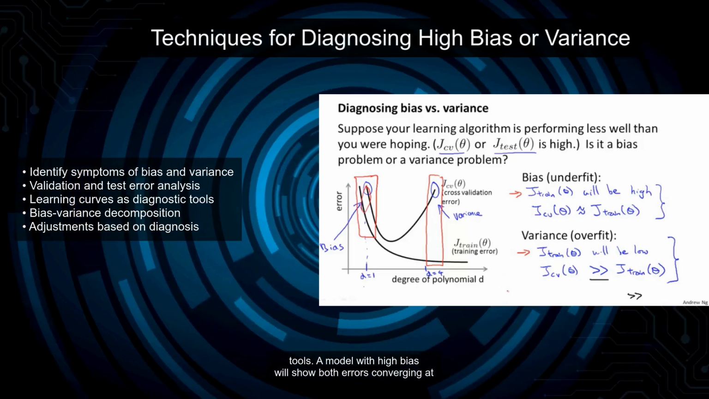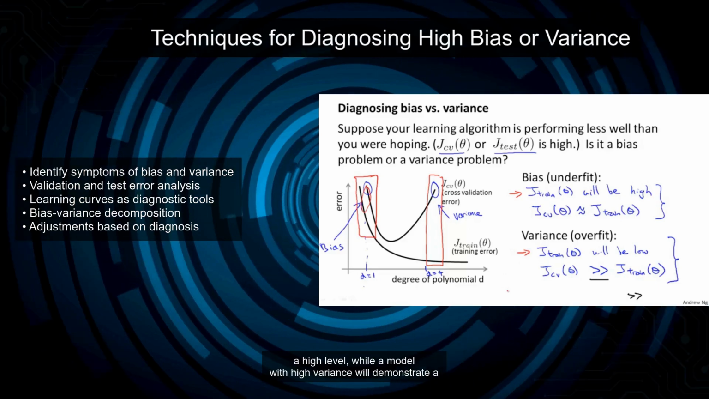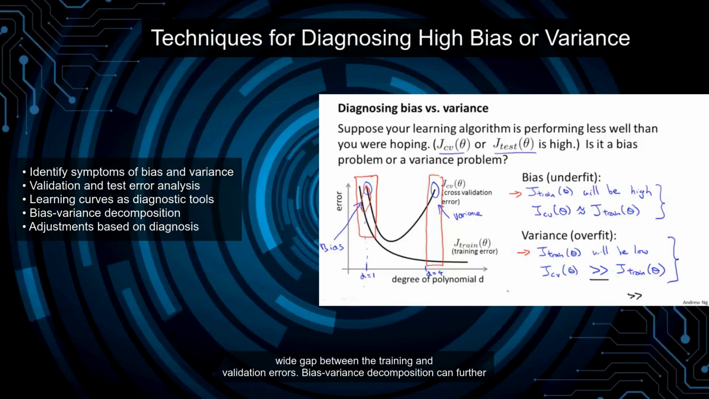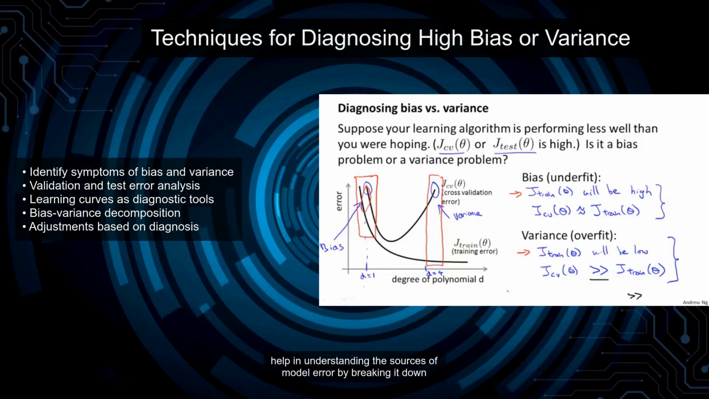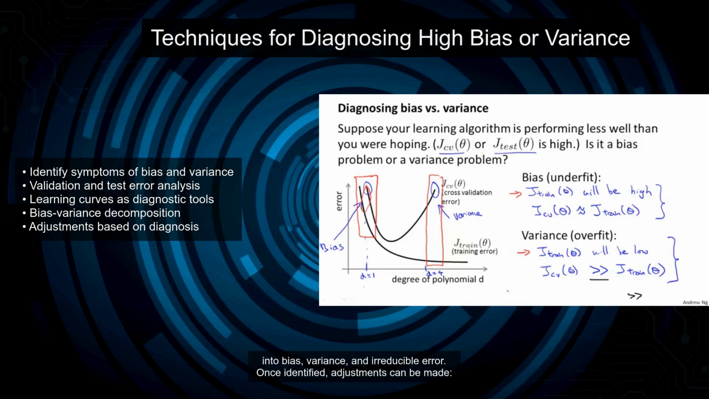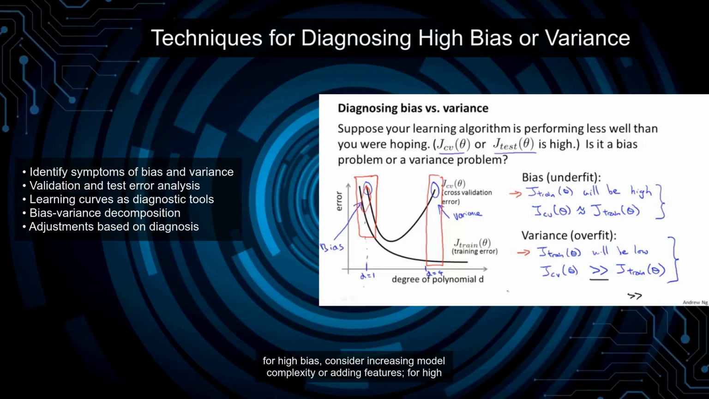Learning curves, which plot training and validation error against the number of training instances, are invaluable diagnostic tools. A model with high bias will show both errors converging at a high level, while a model with high variance will demonstrate a wide gap between the training and validation errors. Bias-variance decomposition can further help in understanding the sources of model error by breaking it down into bias, variance, and irreducible error.